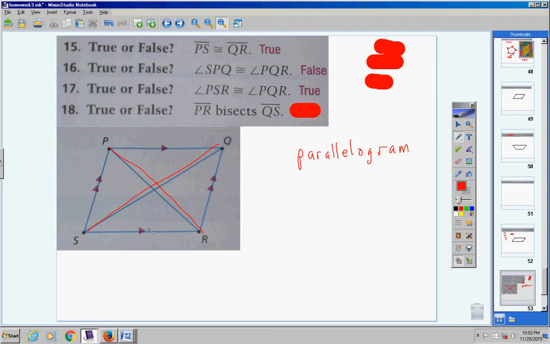Anytime you have a parallelogram, their diagonals always bisect each other. Now, it doesn't mean they're congruent. It means this segment here is congruent to this segment here, and this segment here is congruent to this segment here. Okay? Alright, on to these last two and we'll be done.